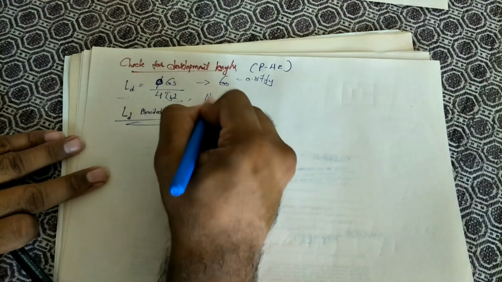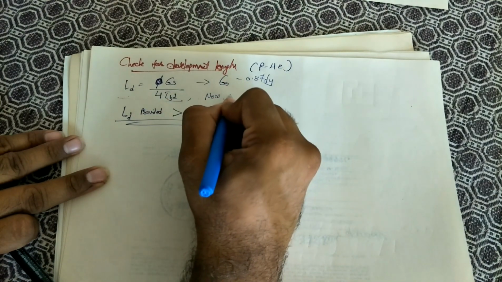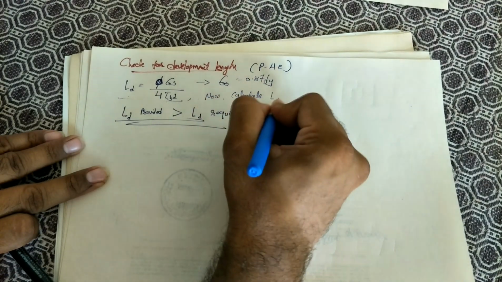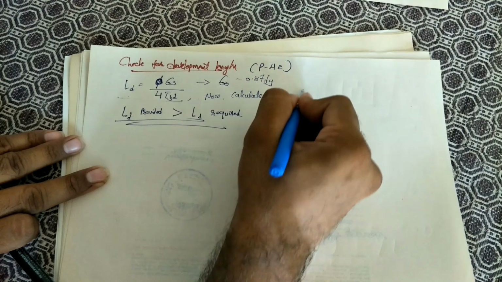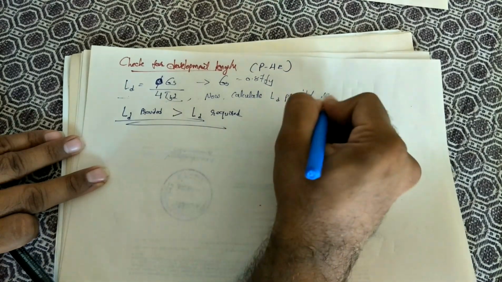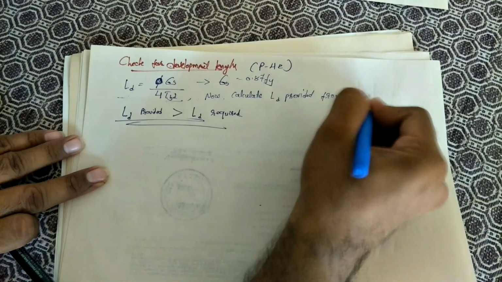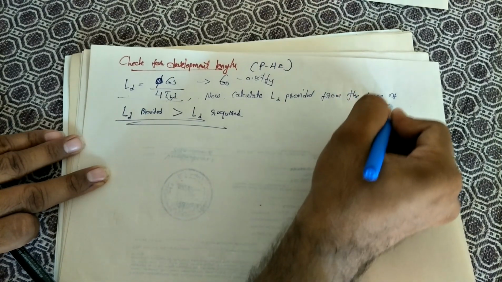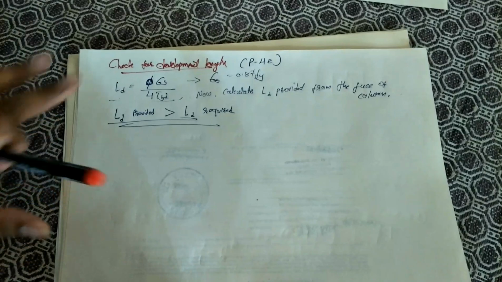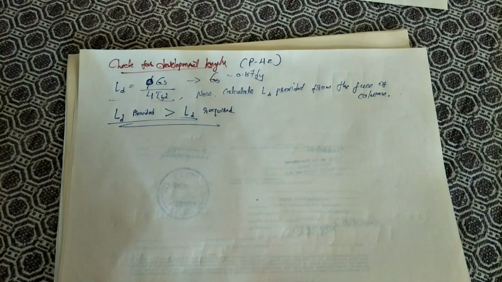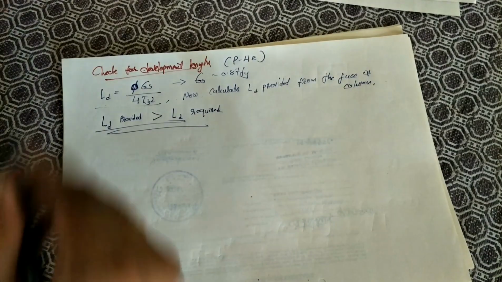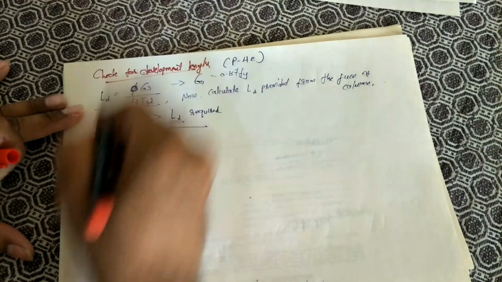So here after this you can write that now calculate Ld provided from the face of the column. So this is the only check for development length. Now next is your reinforcement requirement. This is all about your checks.